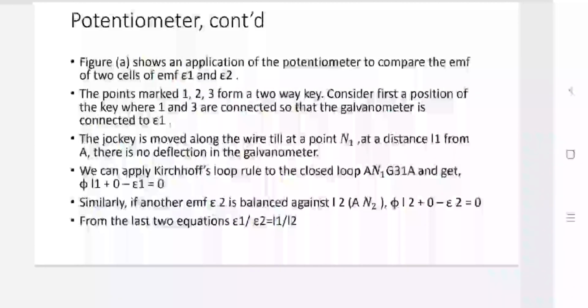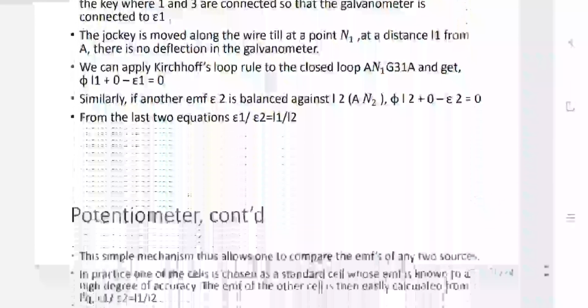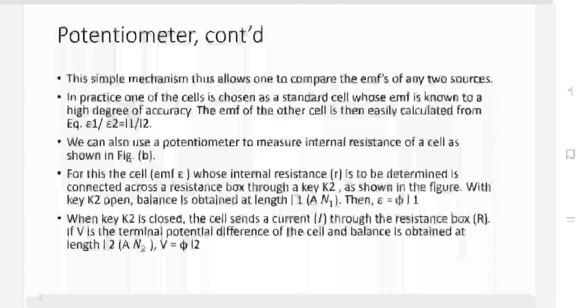So here this simple mechanism allows us to compare the EMF between two sources. And one of the cells is chosen as a standard cell, whose EMF is known to a higher degree of accuracy. The EMF of the other cell can then easily be calculated through the above equation, epsilon 1 by epsilon 2 equal to L1 by L2.